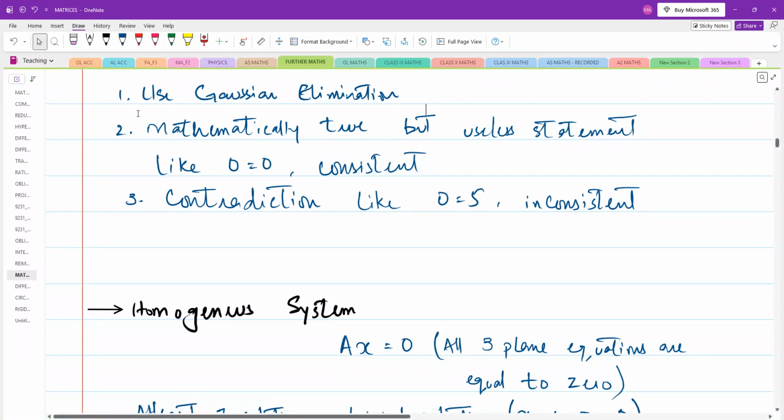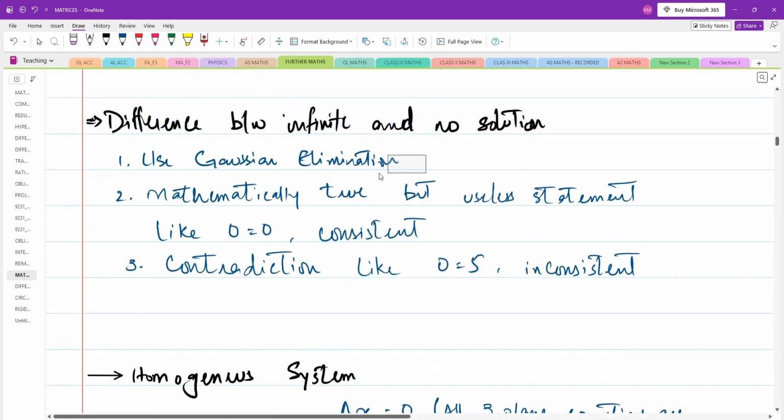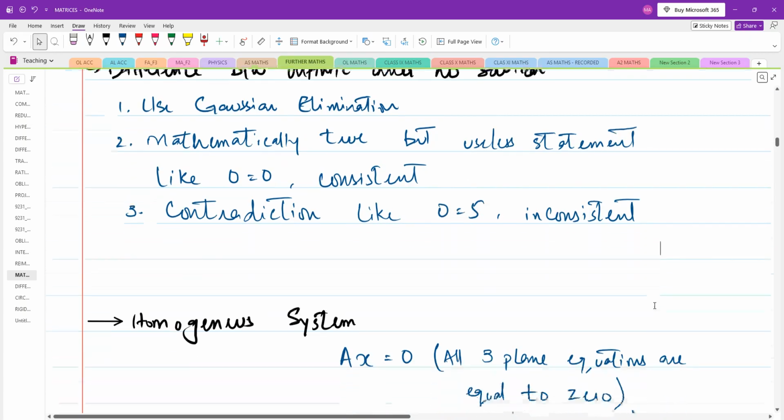Number two, if you get a mathematically true but useless statement like 0 equals 0, it's a consistent system. We do realize 0 is equal to 0, so that is a consistent system. However, if we do get a contradiction, something like 0 equals 5, it's an inconsistent system. So Gaussian elimination leads to something like 0 equals 0, consistent, or something like 0 equals 5, inconsistent.